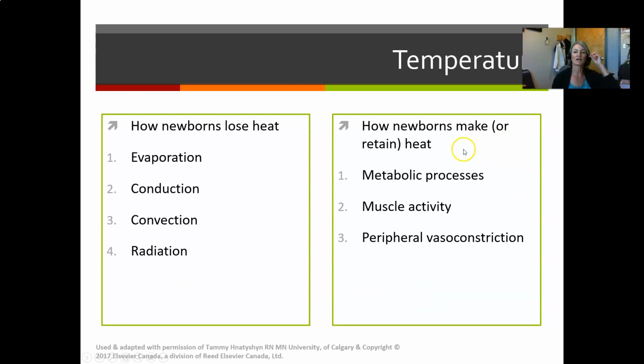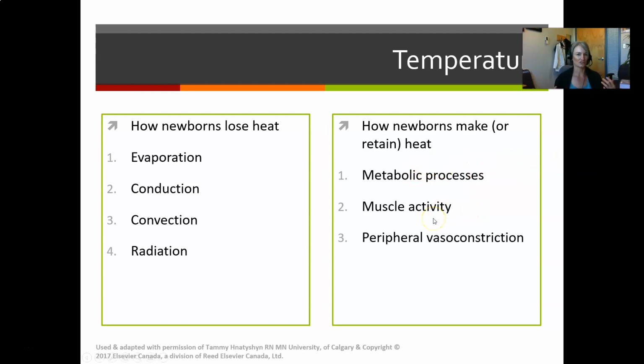So how do newborns help maintain or make their own heat? Well, they do have some innate metabolic processes called brown fat. They can burn this brown fat very quickly right after they're delivered, anytime they've got stress, and that gives them some extra heat and allows them to stay warm enough.